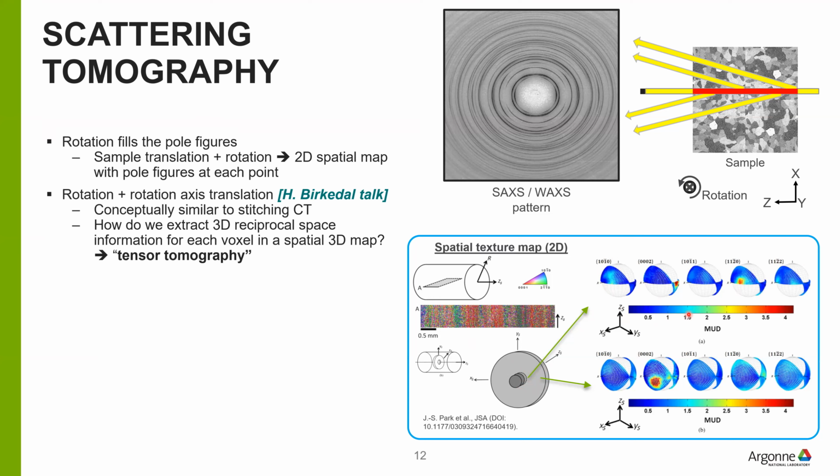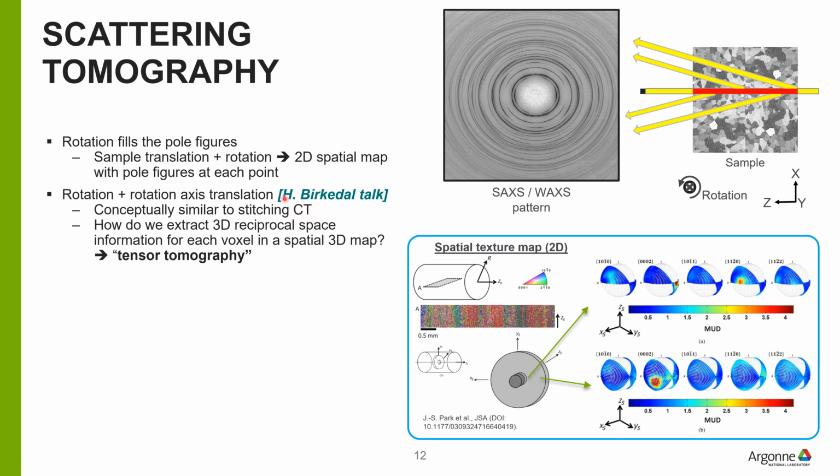You can do this for strain, you can do this for dislocations, peak width, to understand how your material is behaving. Now, if you were to take this one step further and do rotation and translation of the sample with a smaller beam, this is conceptually very similar to stitching direct beam tomography.